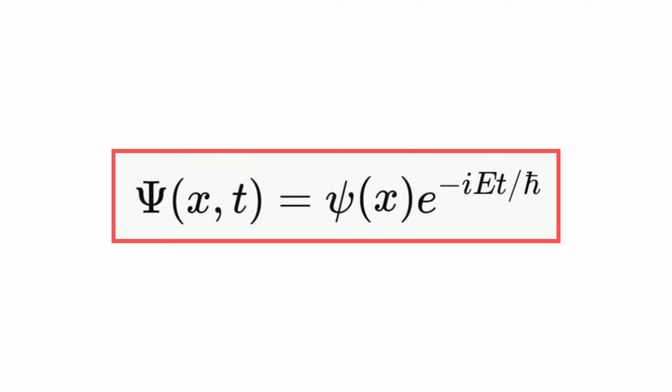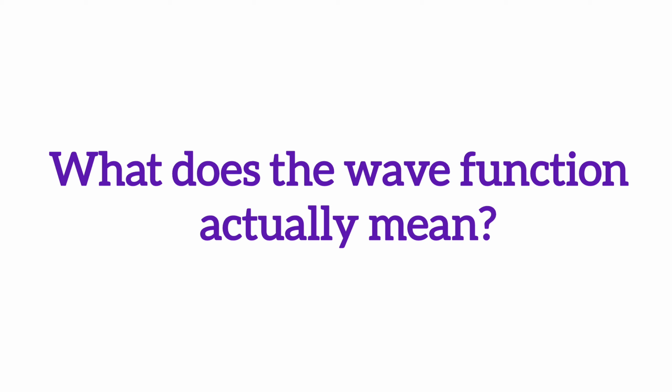Finally, we can express the wave function of both position and time as the product of the position-dependent wave function and the time-dependent exponential factor. So far, we have learned about the Schrödinger equation, but what does the wave function actually mean?